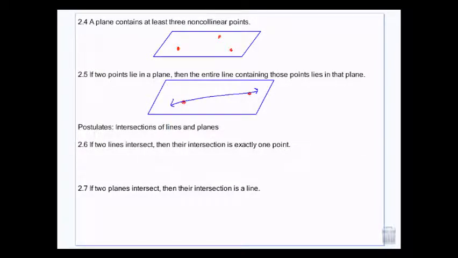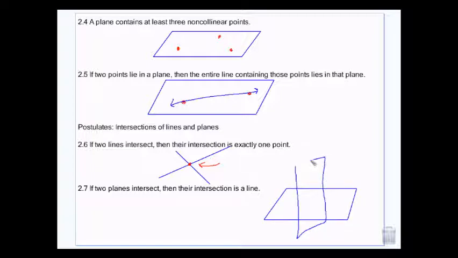Okay, if 2 lines intersect, their intersection is exactly 1 point. So if I have 2 lines and they intersect, there you go, point. That's the intersection. And then if I have 2 planes that intersect, try to draw this better. Okay, when the 2 planes intersect, they intersect at a line.